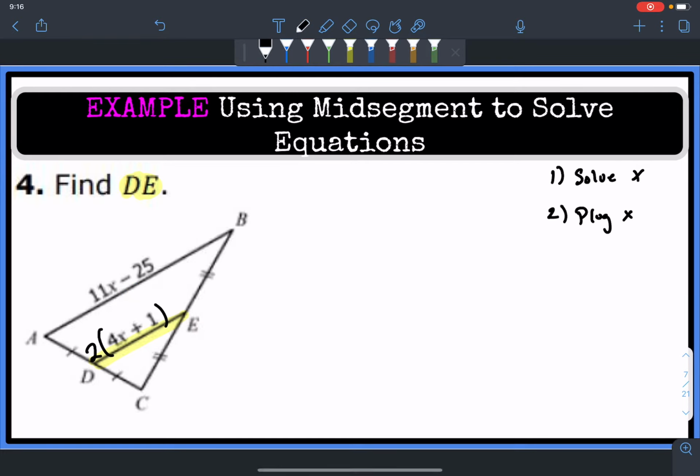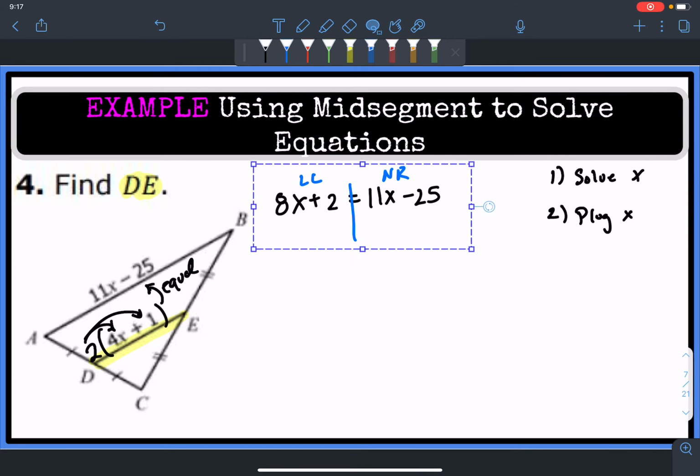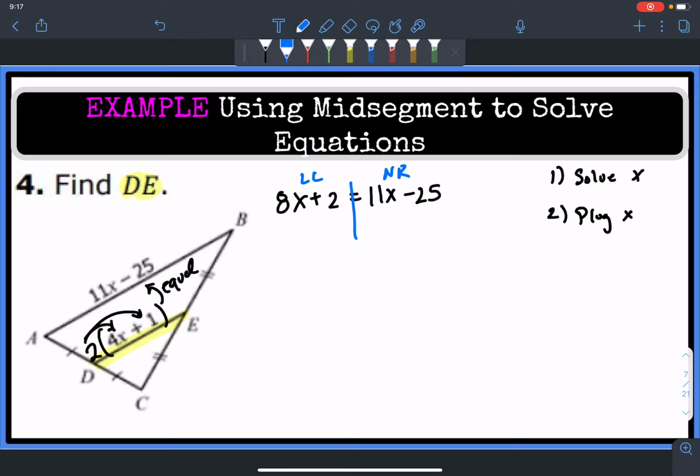I'm going to multiply that by 2, and as a result it's going to equal this longer side. To multiply in this example by 2, I would have to distribute, so we would end up with 8x plus 2 is equal to 11x minus 25. So with letters to the left and numbers to the right, let me bring that down. We would move the 11 to the left side, move the positive 2 to the right side, and we would subtract 11 and subtract 2.